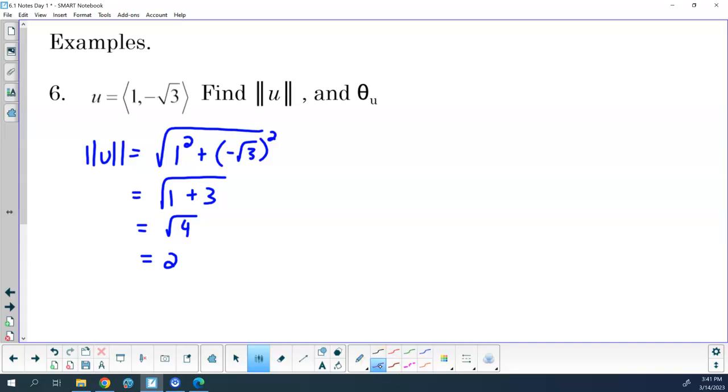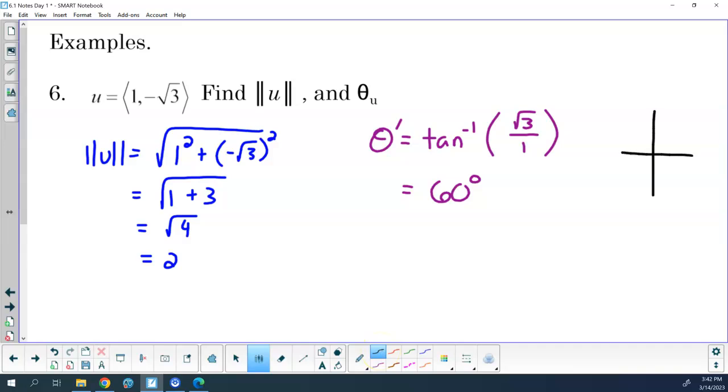Then we got to find the direction angle. So the reference angle is going to be the inverse tangent of the square root of 3 over 1, dropping the negative signs. That's going to put me at 60 degrees when I type that into my calculator. Because this vector lies in the 4th quadrant.